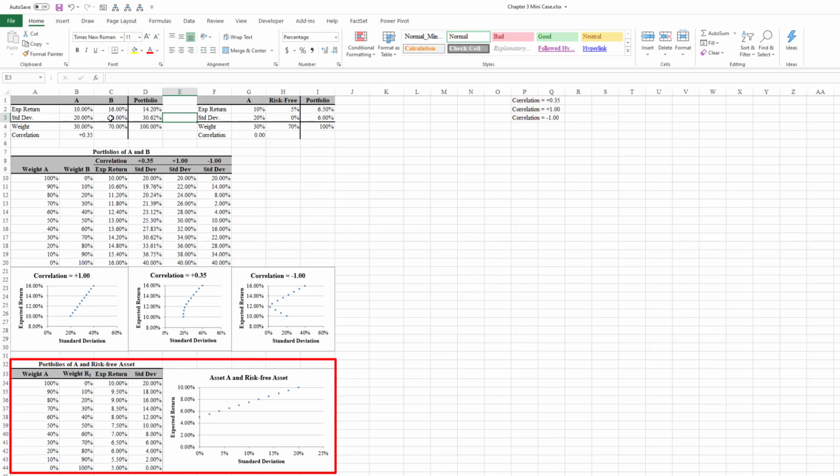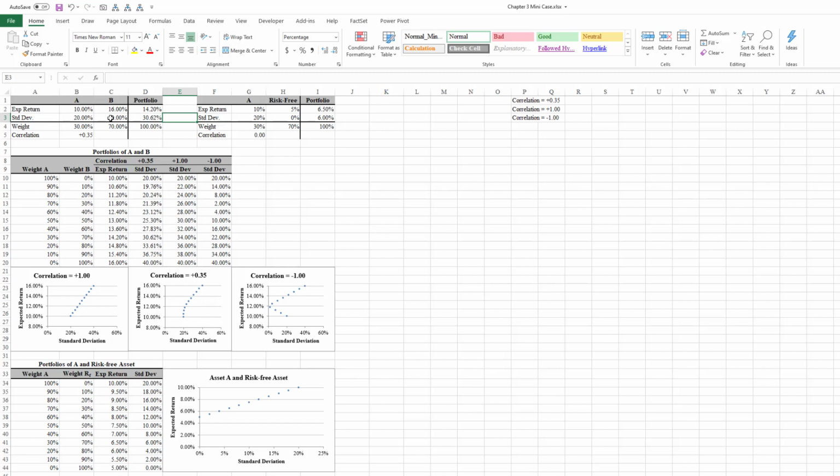Then the mini case asks us to add a risk-free asset into the mix. And so what I've done down here at the bottom is I've combined security A with the risk-free asset, and I've calculated the expected return and standard deviation of a bunch of portfolios. So just like before, I start out with 100% A, nothing in the risk-free asset, and then 90% in A, 10% in the risk-free asset, and so on. And you notice in the chart, just like I told you in the lecture, that all combinations of A and the risk-free asset fall on a straight line.